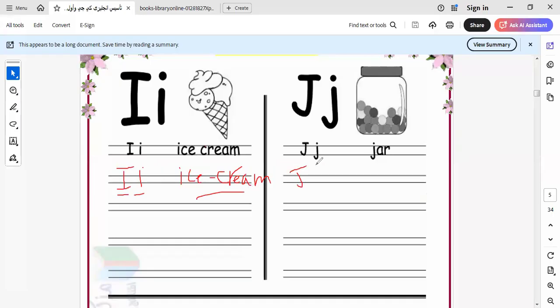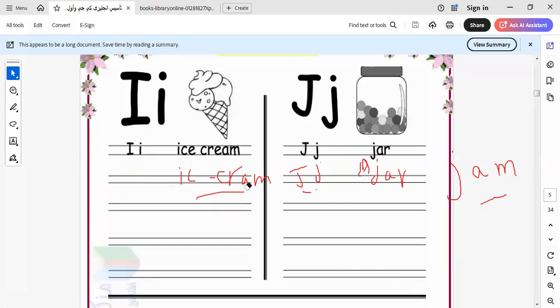Capital J and small j for jar. Capital J is pronounced like G, as in D, like this. Jar. Capital I and small i for ice cream, capital J and small j for jar. We say jar. We say jam. I know some of you know the word jam. I think you took it during the academic years. Jam. Okay.